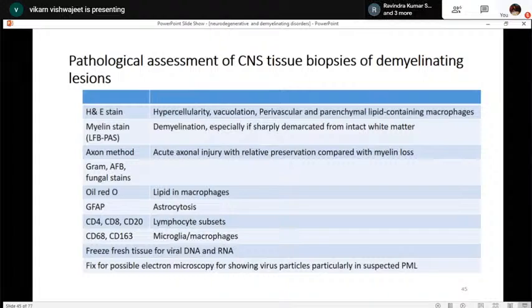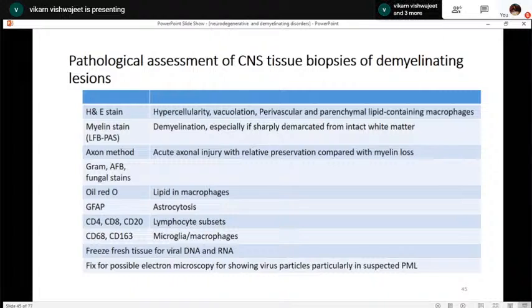Then if there is consideration of infectious pathology, special stains like Gram, acid fast bacilli or fungal stains can be performed. Oil Red O can be useful to demonstrate lipid in macrophages if one is suspecting fat embolism. Glial fibrillary acidic protein is used to demonstrate astrocytosis in a case of chronic demyelinating lesion. CD4, CD8 and CD20 are used to highlight the lymphocyte subsets.